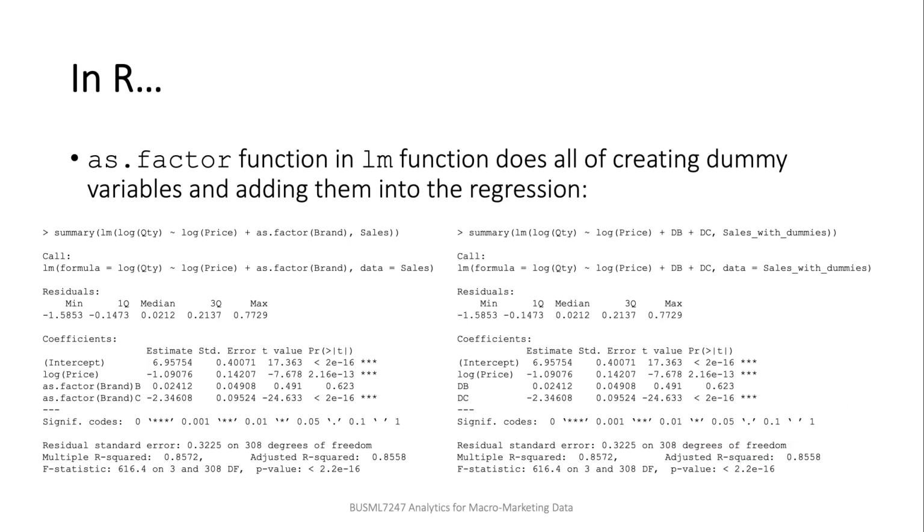Fortunately, R has a good function to execute this strategy. The as.factor function in lm creates dummy variables and adds the dummies into the regression. So the left-hand side table is the result from the regression using the as.factor function, and the right-hand side table is the result using the dummy variables that I made. As you can see, all results on the left are identical to those on the right.